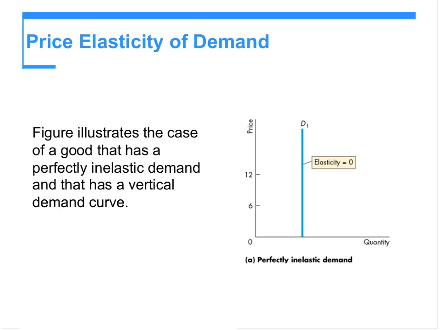What we see here, look at here, this is the price elasticity of demand that we're talking about. The figure illustrates the case of a good that has a perfectly inelastic demand and has a vertical demand curve. As you can see here, no matter what the price is, the demand is going to be the one that you have. Okay? Because it's a perfectly inelastic demand. It doesn't matter what happens to price. It's a perfectly inelastic demand. Then it's completely straight up, vertical.